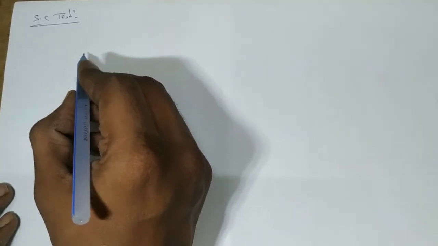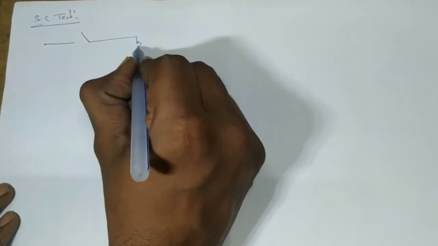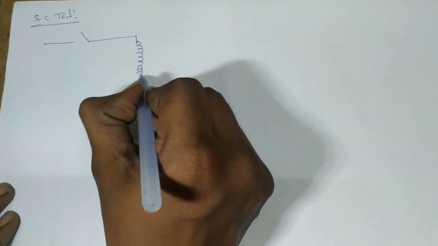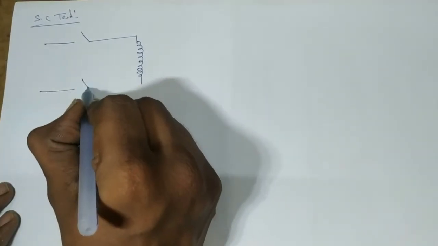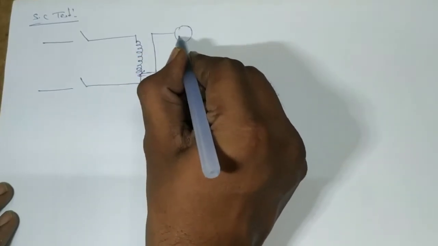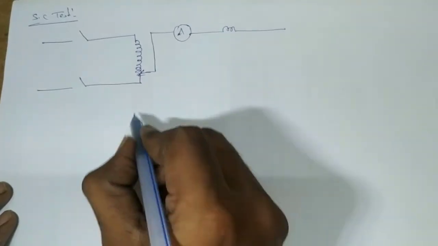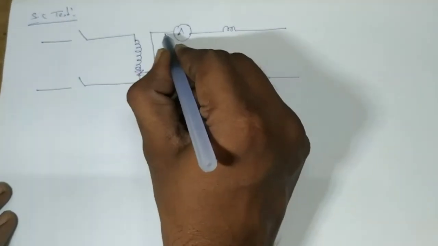Next, coming to the SC test, that is, the short circuit test. The same diagram as the OC test should be drawn: the DPST switch, single phase variac, ammeter, voltmeter, and wattmeter, which are connected to the primary side of the transformer.